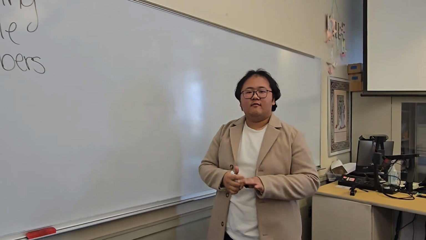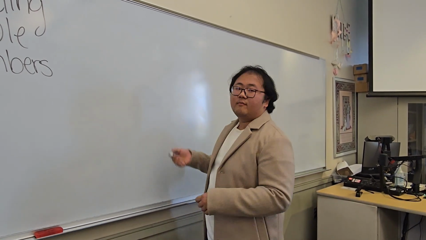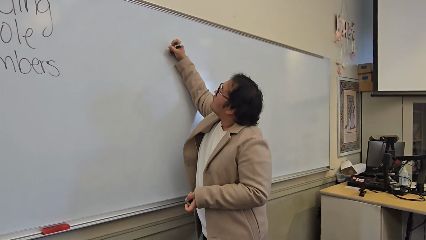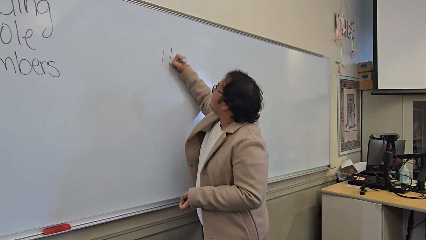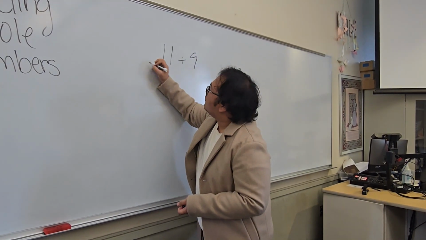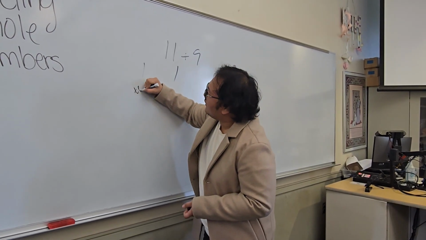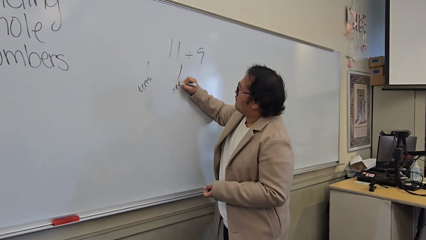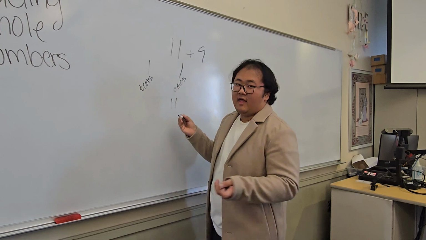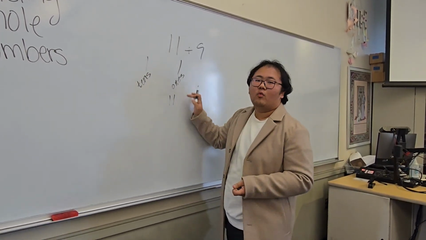One of the mistakes that first graders might get when using place values to add whole numbers is not separating it into their place values like tens and ones. So for example, let's do 11 plus 9. And instead of breaking up 11 into 1 ten and 1 one, so this is the tens place and ones place, they keep 11 as 11 and not realizing that it is 1 ten and 1 one.